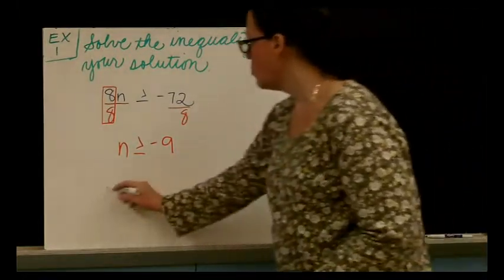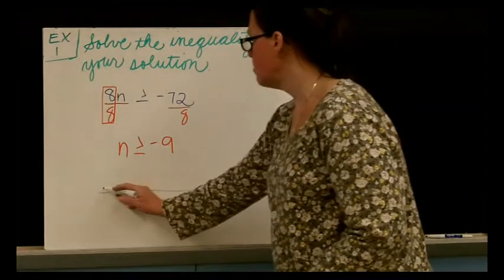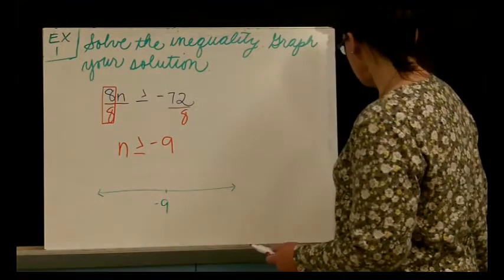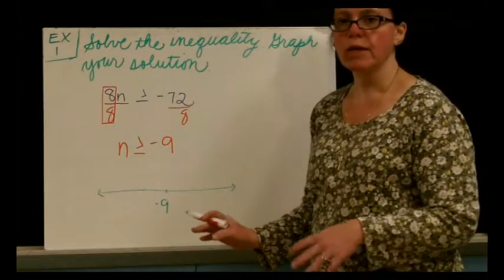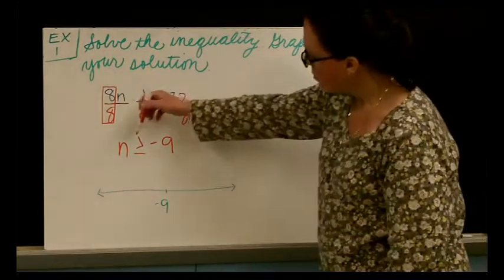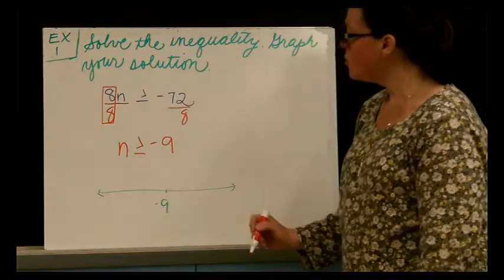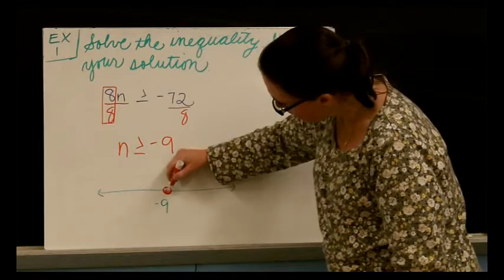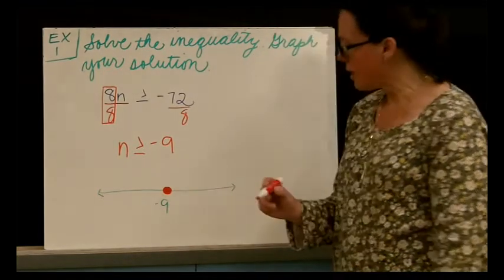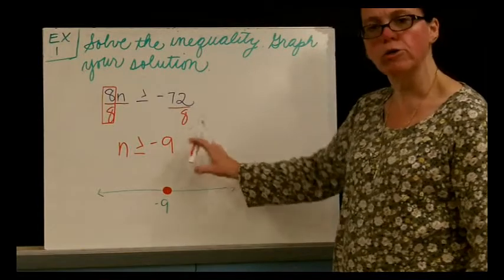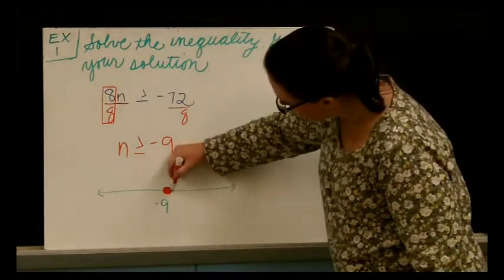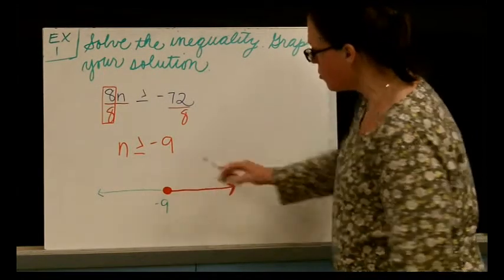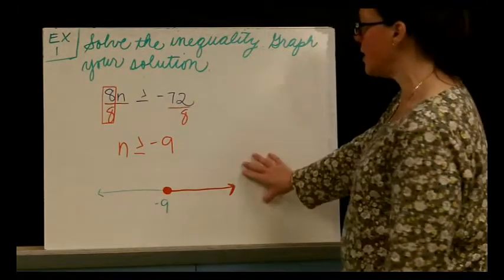So what we'll do is put a number line of sorts. We need to put our negative 9 on our number line and see where our solution set lies, to the left or the right. n is greater than or equal to negative 9. Since it's greater than or equal to, we color in our circle above the negative 9 because negative 9 is included in the solution set. And then we draw our arrow going to the right to show that the numbers in the solution are greater than negative 9.